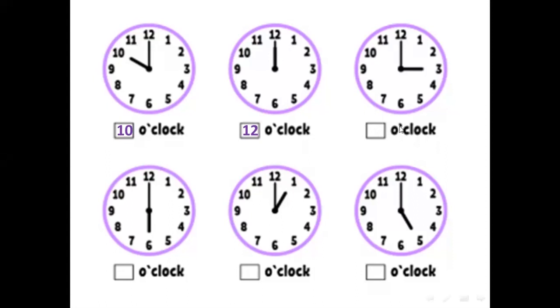Okay, Hannah, what time is it here in the next one? 3. Okay, we have to say it fully when someone asks us about the time. It's 3 o'clock. Yes, it's 3 o'clock. Thank you, Hannah and Lama. Good job.